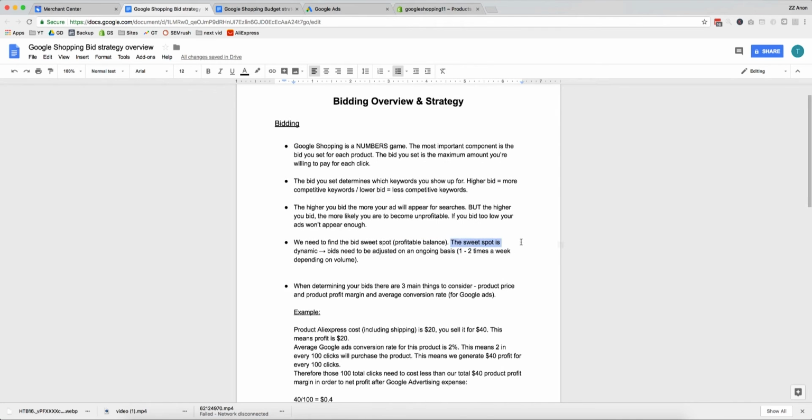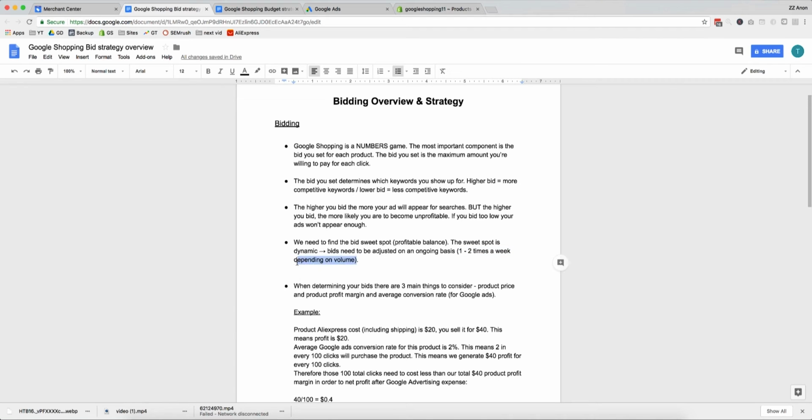The sweet spot is dynamic. Say you're extremely profitable on a product with a 48-cent bid. In a week or two weeks' time, that same bid could potentially become unprofitable, and that's because other advertisers are also bidding. So it's dynamic, and we need to change our bids on an ongoing basis. I recommend adjusting your bids once or twice a week. It depends on the volume.